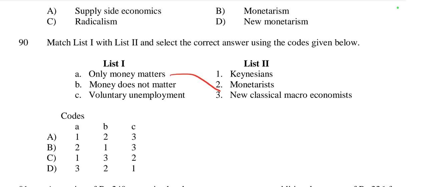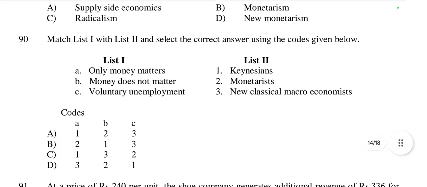Only money matters, monetarist theory. Money doesn't matter according to Keynesian. And voluntary unemployment, new classical macroeconomics. So here 2, 1, 3. Option number B: only money matters, monetarist; money doesn't matter, Keynesians; voluntary unemployment, new classical macroeconomics.